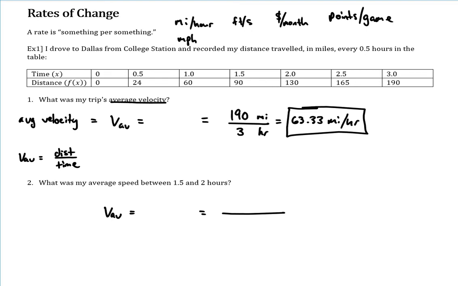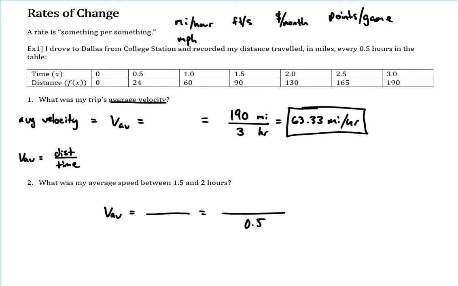Well, we want to figure out the time and the distance traveled. Okay, so let's deal with the time first. So the time it takes to go from 1.5 to 2, well, we could do that in our head. It's a mental thing. That's really just 0.5 hours. So that's the amount of time that was counted in between 1.5 and 2 hours. And then we need to see the distance traveled.